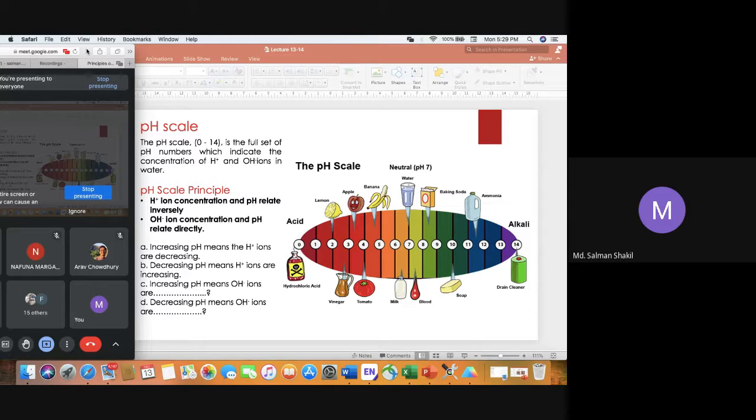According to the pH scale, the value is 0 to 14. From 0 to 6, it is considered acidic pH. So before 7, it is considered acidic pH, it may be like 6.9. And pH 7 is called neutral, and from 7 onward, it is called alkaline pH. Is it clear to all? Yes sir.